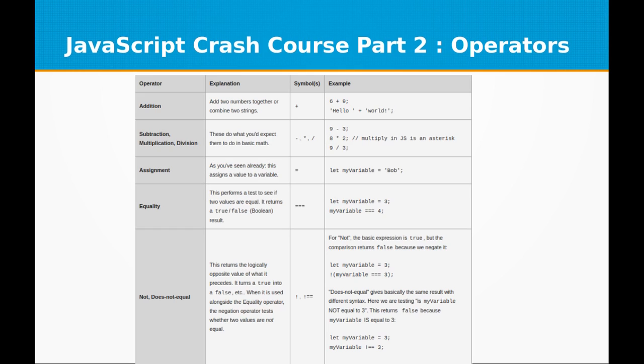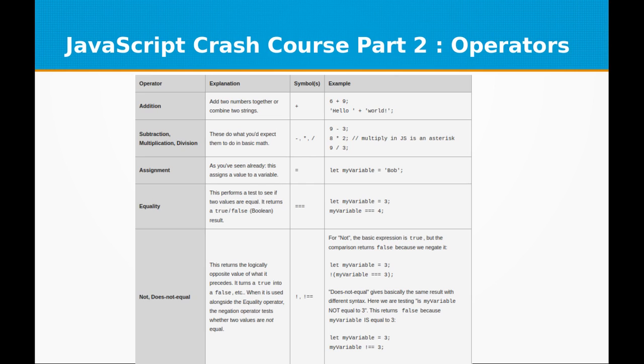The next one we are going to see is the not operator, or does-not-equal operator. This returns the logically opposite value of what it precedes. It turns a true into a false, and so on, when it is used alongside the equality operator. The negation operator tests whether two values are not equal. Either we have the not sign, that is the exclamation mark, or we have the not-equal with double equals. The basic expression is true, but the comparison returns false because we negate it.